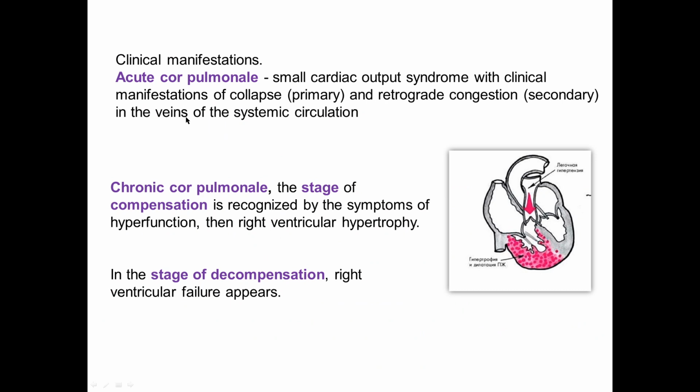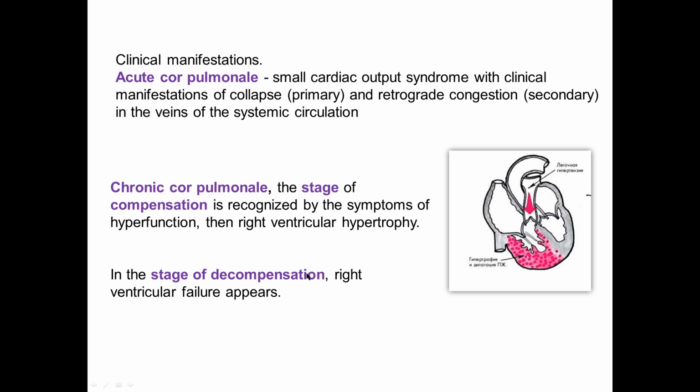Clinically, acute cor pulmonale appears as small cardiac output syndrome, with clinical manifestations of collapse and retrograde congestion in the veins of the systemic circulation. Why does small cardiac output syndrome develop? It develops because our right ventricle has to pump against the high pressure and cannot pump the entire blood volume into the pulmonary circulation. We have less blood in the pulmonary circulation, less blood comes to the left side and less goes to the systemic circulation, and the more pressure we have in the pulmonary artery, the less cardiac output.